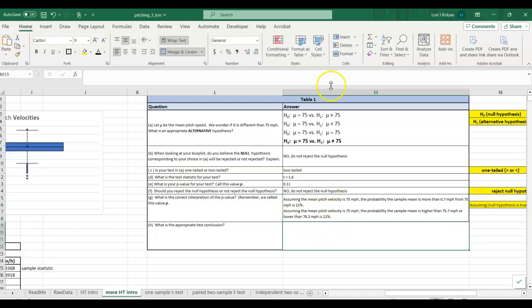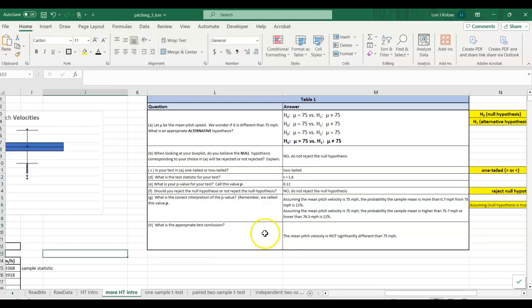Do not reject the null hypothesis. Don't reject it. We're going to go with it. We don't believe this. The mean is not significantly different. The mean pitch velocity is not significantly different than 75 miles per hour. There we go. That's our hypothesis test.